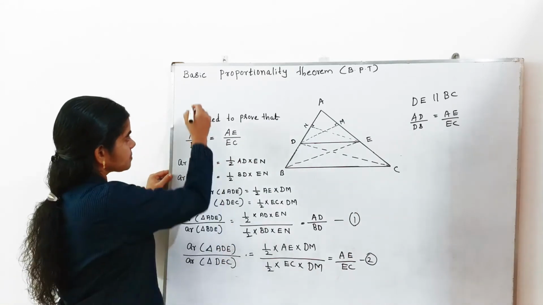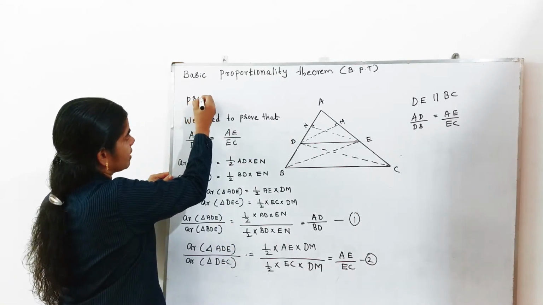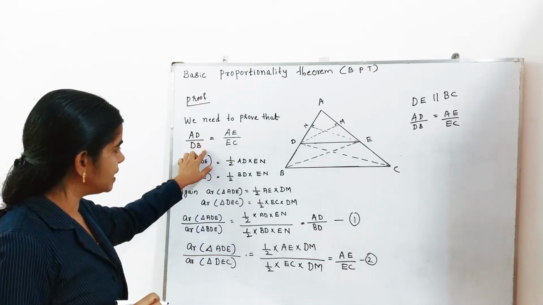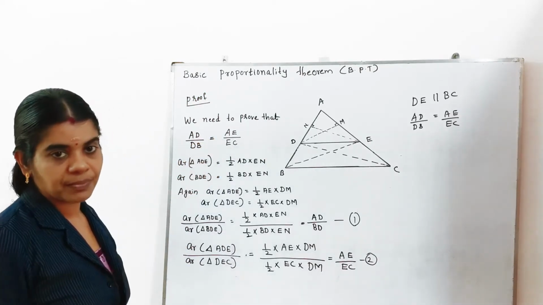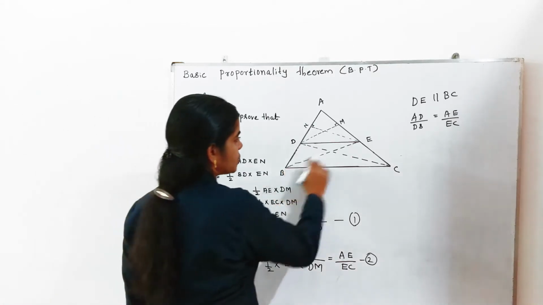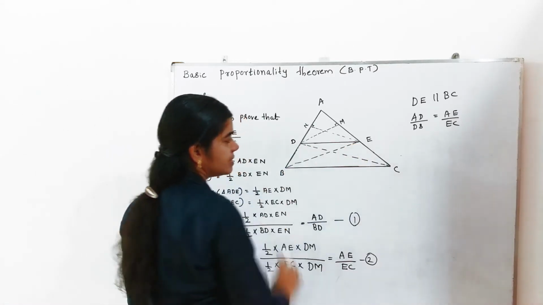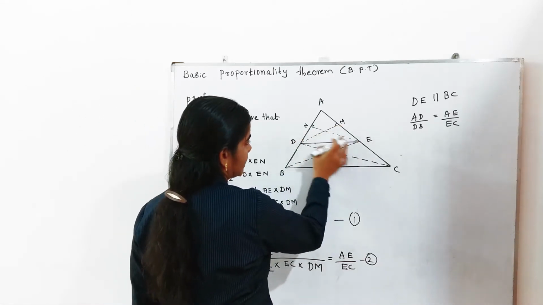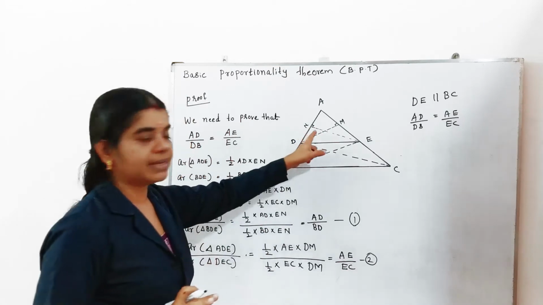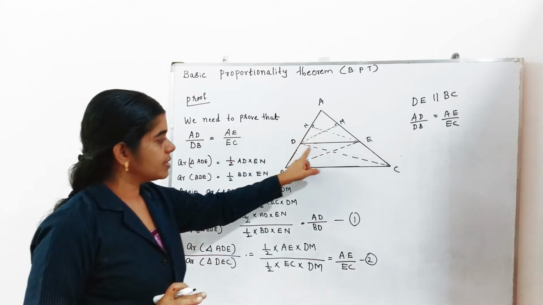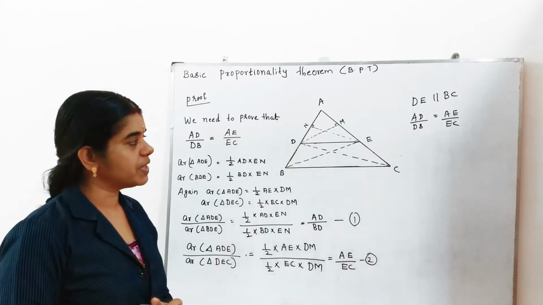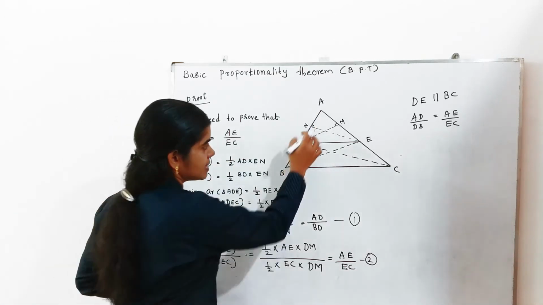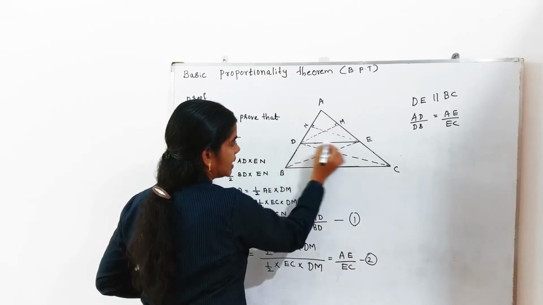Next we have the proof. How are we going to prove this? We need to prove that AD by DB is equal to AE by EC. For this, we join BE and DC. Then we draw perpendiculars DM and EN, at 90 degrees. First we write the area of triangle ADE. This is the first triangle, ADE.